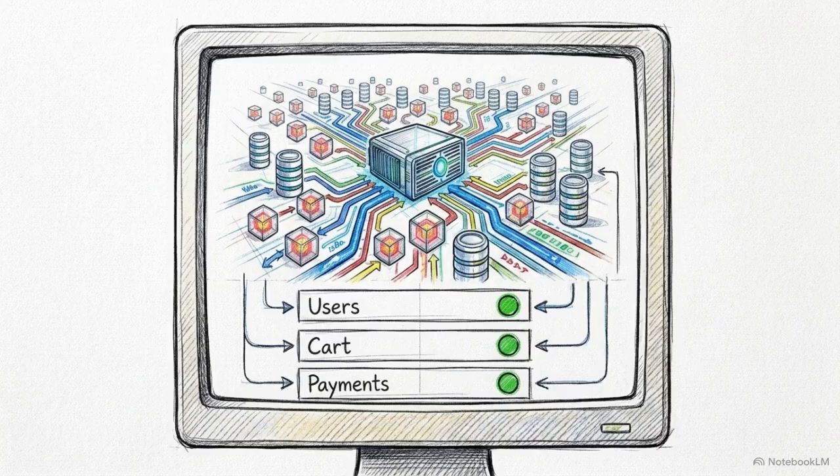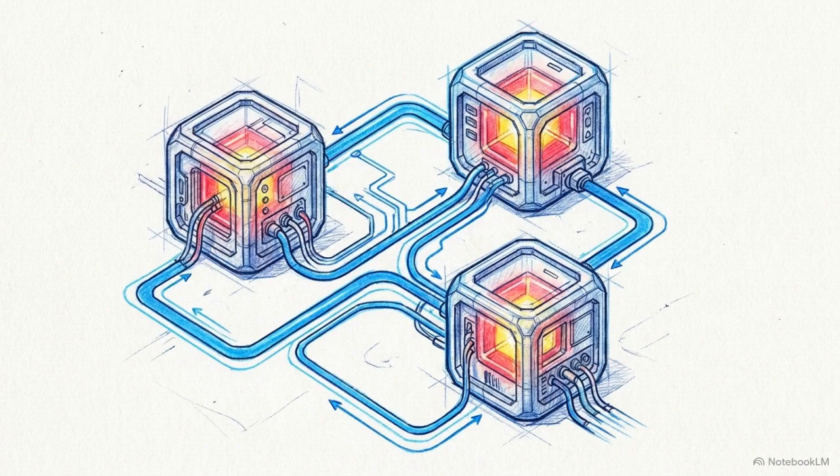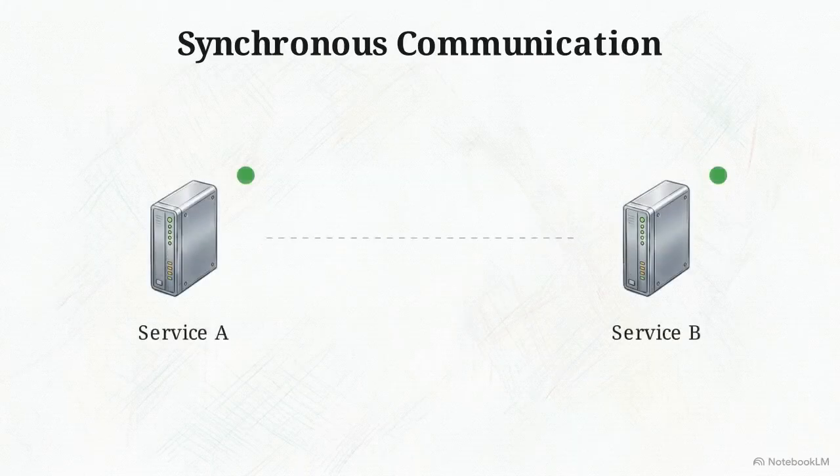By breaking down the monolith, these newly deployed Cloud Run services are entirely isolated. To function as a cohesive application, they must communicate with each other over the network. The first method is synchronous communication, using protocols like REST. Service A calls Service B and stops, waiting for an immediate answer. This should only be used when immediate data is required, like validating a login.